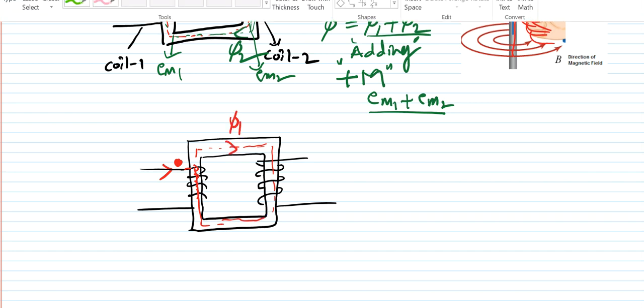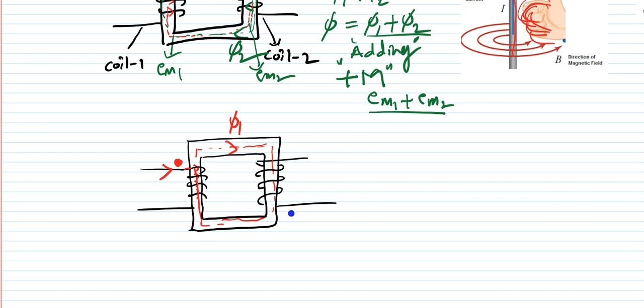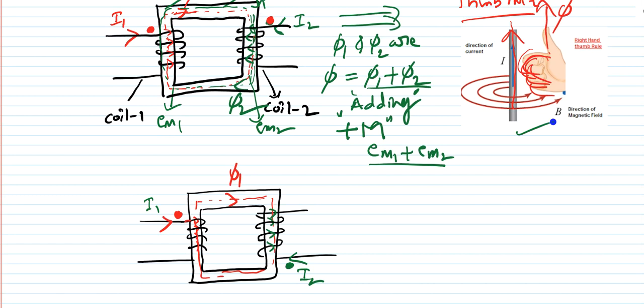But when it comes to the second winding, I will change the dot here. I'm assuming that my current supply is from this direction. This is I1 and this is I2, assume. Then this could be the current direction now. This is going like this. According to this thumb rule, what could be the direction of the flux now? This is the direction of the flux. This is phi 2.